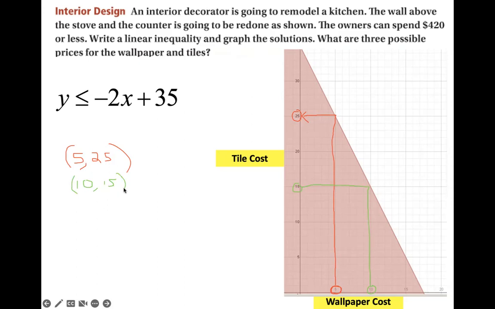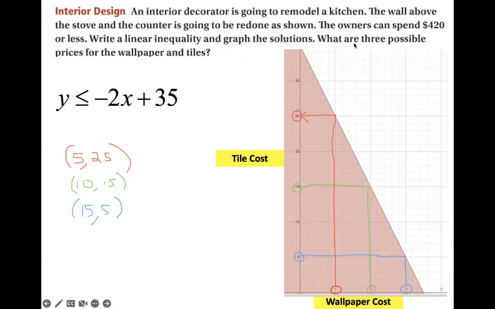Lastly, I'm just picking any values. We'll go for 15. If you choose 15, that's pretty expensive wallpaper. If you choose $15 per square foot on wallpaper, then you can only spend $5 per square foot on tile. If you're a contractor, you're very familiar with something like this: you have a total budget and two things you have to complete, so you would use a chart like this to help you with that calculation. So if you spend $15 per square foot on wallpaper, you only have $5 per square foot left to spend on your tile.